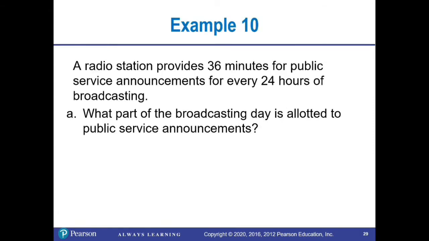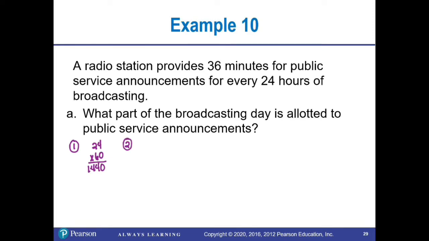A radio station provides 36 minutes for public service announcements for every 24 hours of broadcasting. In Part A, we want to know what part or what fraction of the day is allotted to public service announcements. So first, I need to be sure I have the same units. We have 36 minutes and 24 hours. So I want to change my 24 hours to minutes. There are 60 minutes in an hour times 24 hours gives us 1,440 minutes.